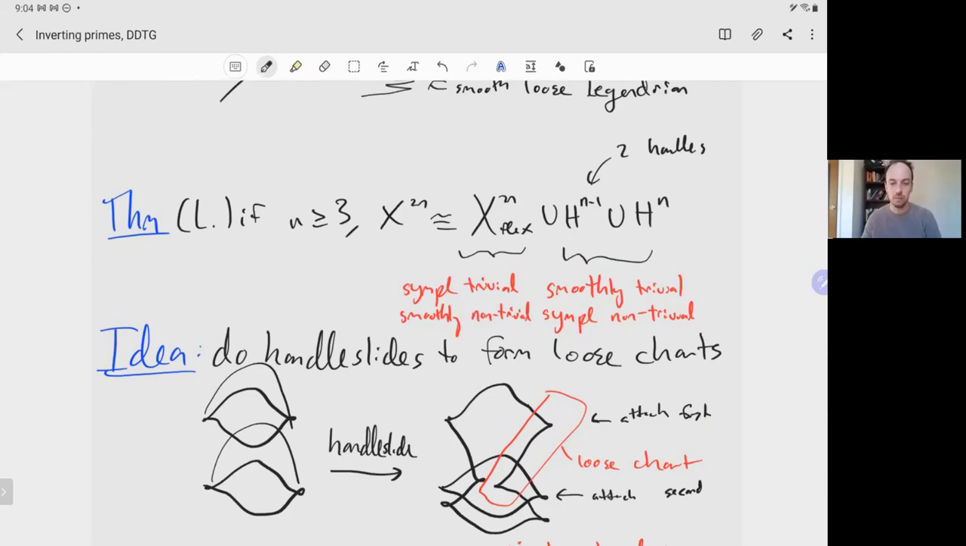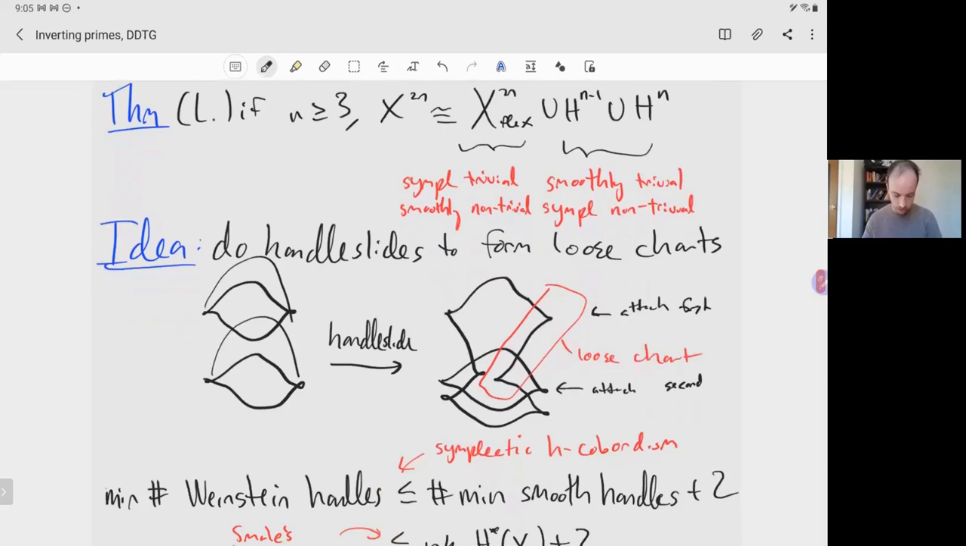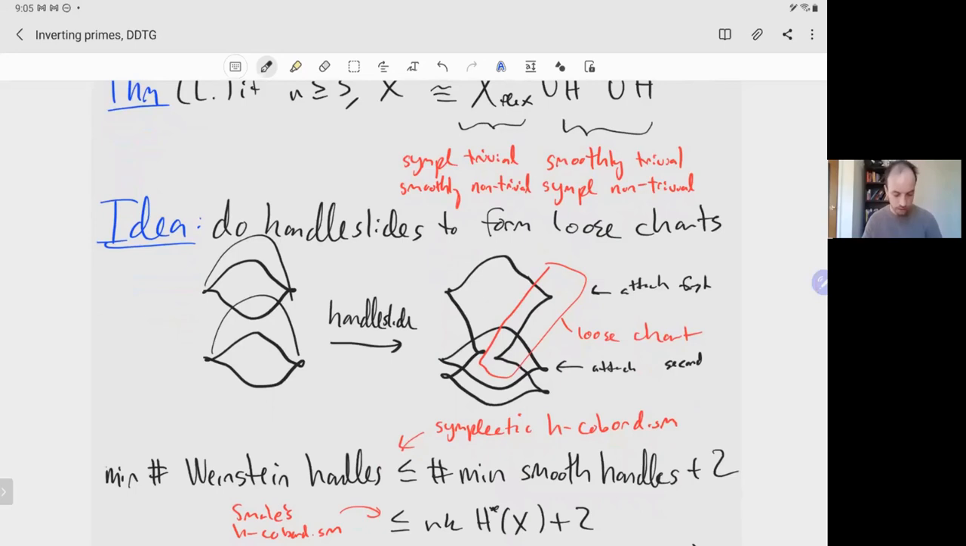Anyway, this is just a very, very rough sketch of the proof. The idea is you do handle slides and then these loose charts appear, and you get this decomposition. I would call this some kind of symplectic h-cobordism theorem for the following reason, because it implies the following inequality. You can start with a Weinstein presentation, which has some number of handles. Then you can ask, what is the minimum number of handles I can get if I am allowed to do these handle moves?